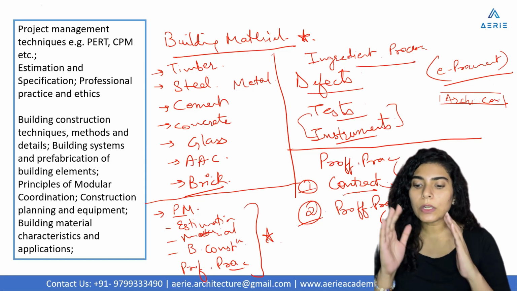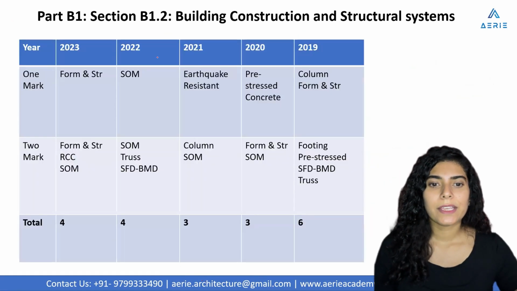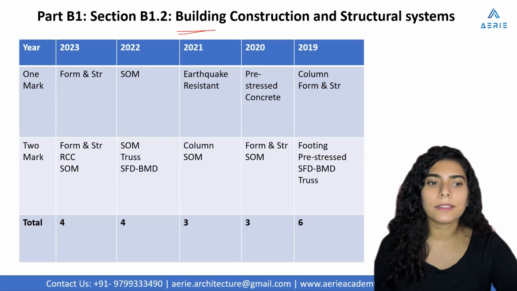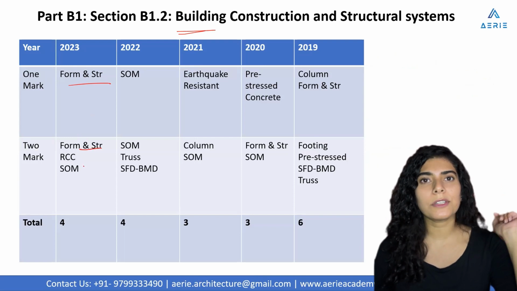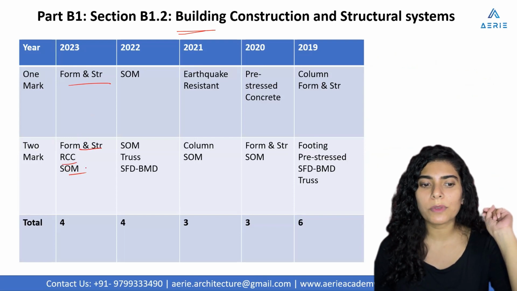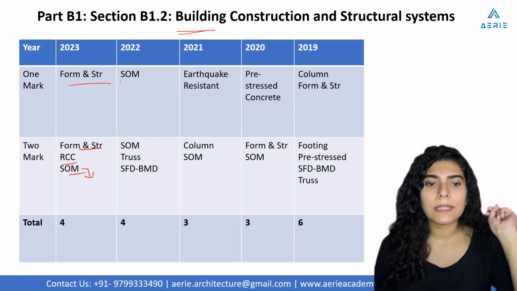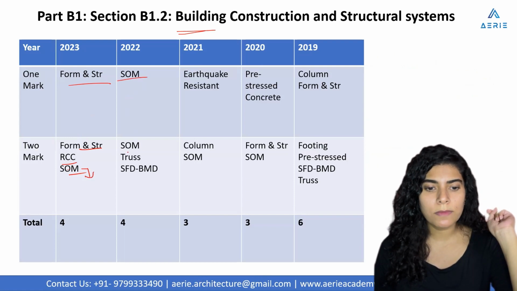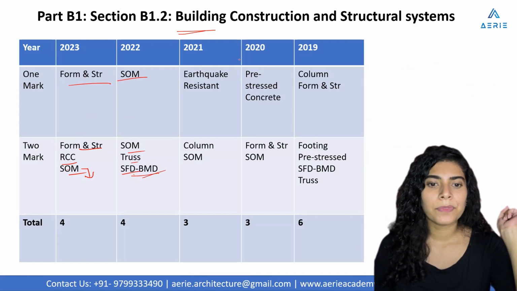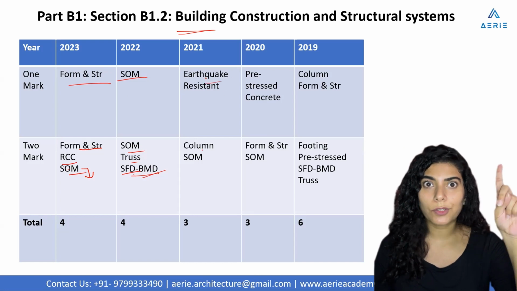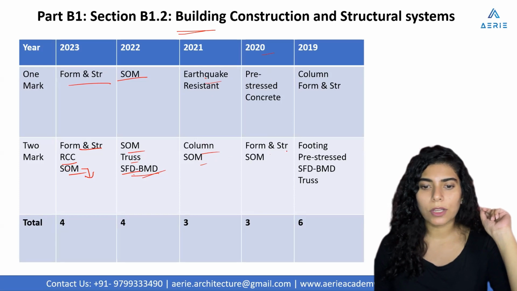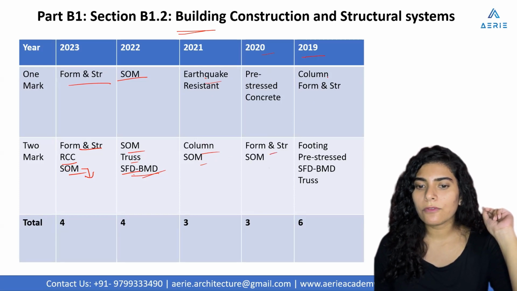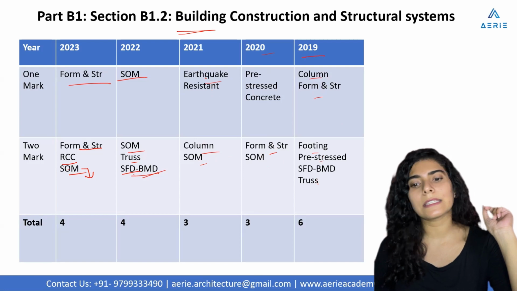Now, if we look into the structures part, if you see in structures, in 2023 there was a form and structure 2 mark question, and RCC, SOM. SOM is your strength of material. Then again SOM 1 mark in 2022, SOM, truss, SFD-BMD. SFD-BMD is shear force diagram and bending moment diagram. In 2021 an earthquake resistant question came for 1 mark. Then column, again your SOM. 2020 pre-stressed concrete, form and structure, SOM. 2019 column, form and structure, footing, pre-stressed, SFD-BMD and truss.